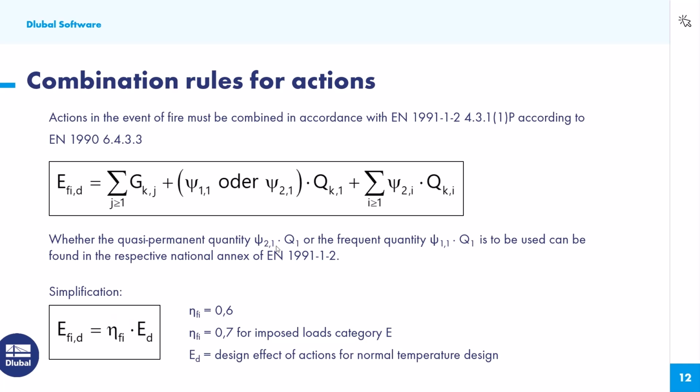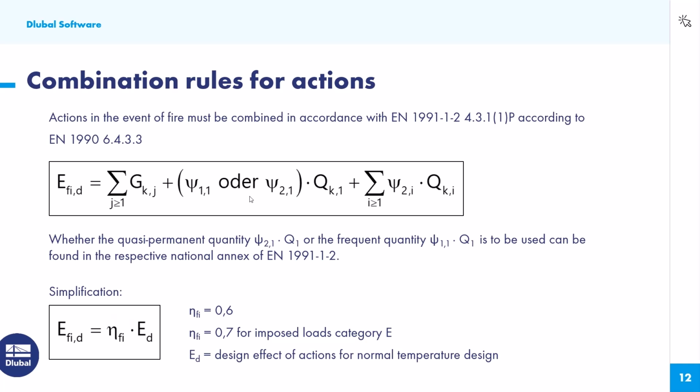Okay, so now let's start with the structural analysis part. Combination rules for actions. So we need to know which loads we can or have to consider in case of fire design. In this case, we have to look into Eurocode 1, which refers to Eurocode 0, chapter 6.4.3.3. And this is nothing else than the extraordinary design situations.